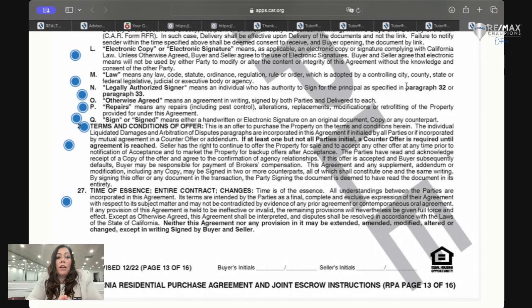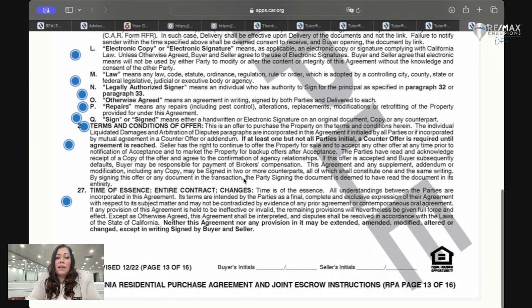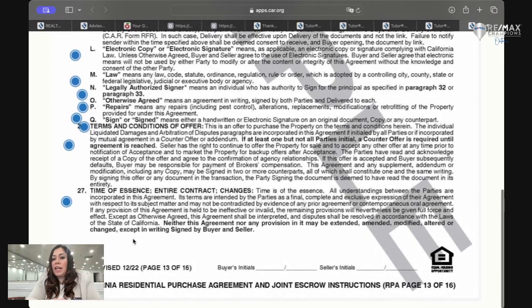If they accept this offer the way it is, but the wife signs it today and the husband doesn't sign it till Friday, then the actual acceptance is Friday. It's the day that it was last signed by the final party. So make sure that you guys are aware of that. Timing being of the essence.